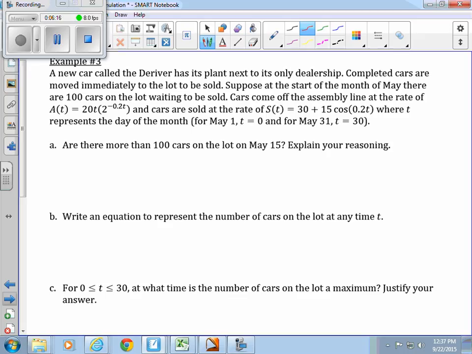Well, I think there's just such a large volume in the engineering field that those come up after that stage. A new car called the driver. I didn't make this. Okay, whatever. I know.